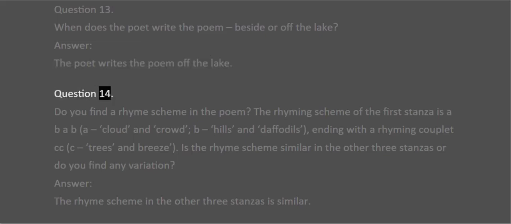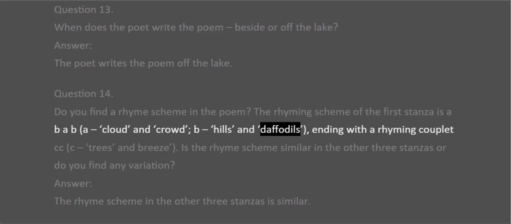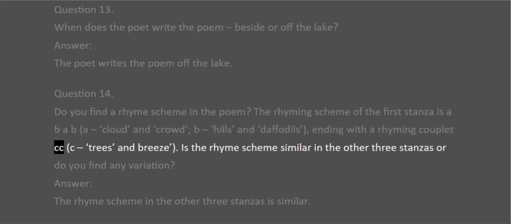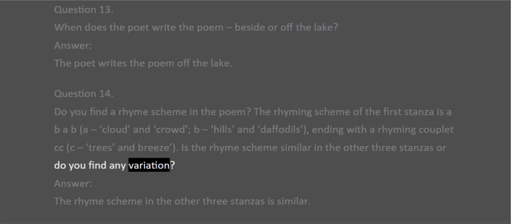Question 14. Do you find a rhyme scheme in the poem? The rhyming scheme of the first stanza is A, cloud and crowd, B, hills and daffodils, ending with the rhyming couplet C, trees and breeze. Is the rhyme scheme similar in the other three stanzas or do you find any variation? Answer. The rhyme scheme in the other three stanzas is similar.